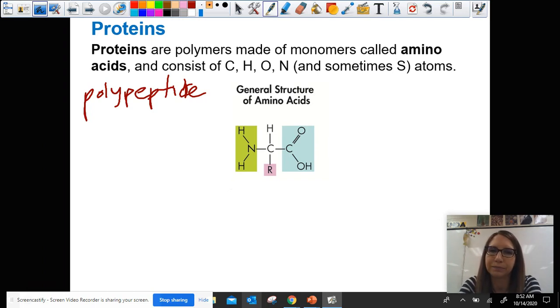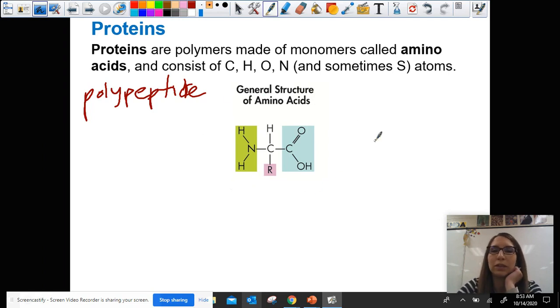That's the monomer. Here we're introducing now interaction between other types of atoms from other elements. So now we're going to incorporate nitrogen, which is present in every single monomer, every single amino acid that makes up a protein polymer, and sometimes also sulfur. So that's what S stands for if you weren't quite sure. The general structure of an amino acid is right here. You do need to jot that down.